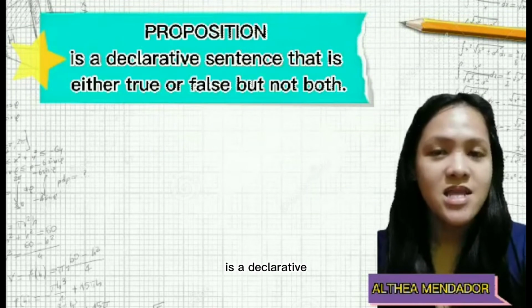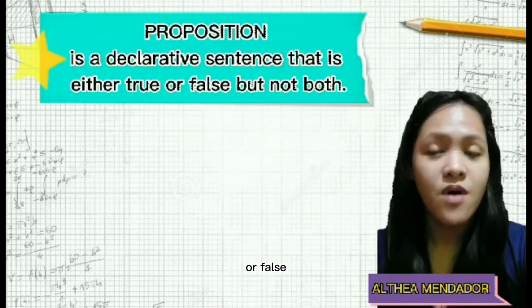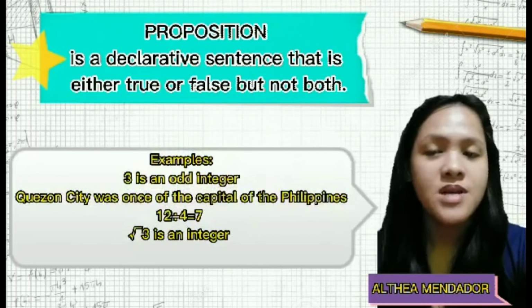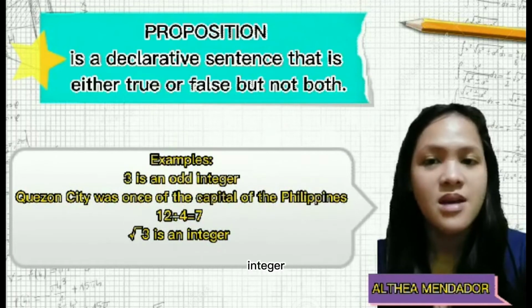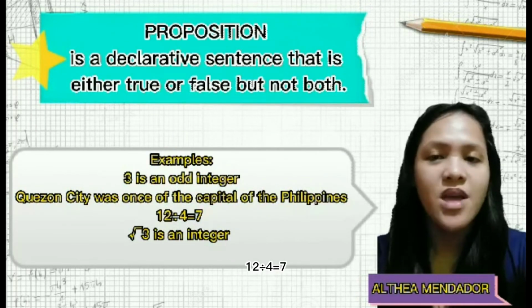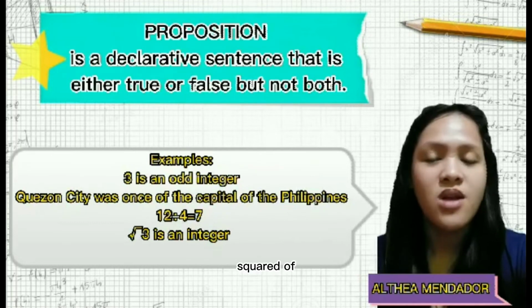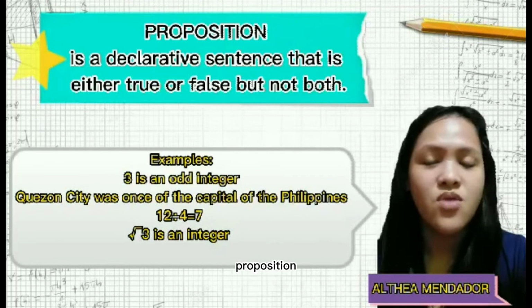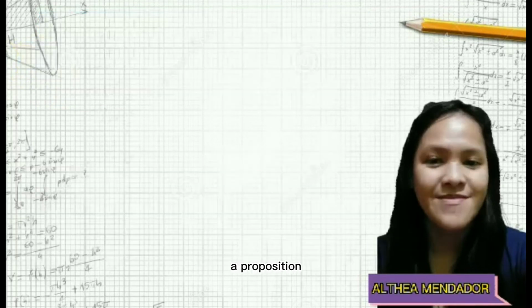A proposition is a declarative sentence that is either true or false but not both. Examples: 3 is an odd integer. Quezon City was once the capital of the Philippines. 12 divided by 4 is equal to 7. The square root of 3 is an integer. 1, 2, and 3 are propositions, while 4 is not a proposition.